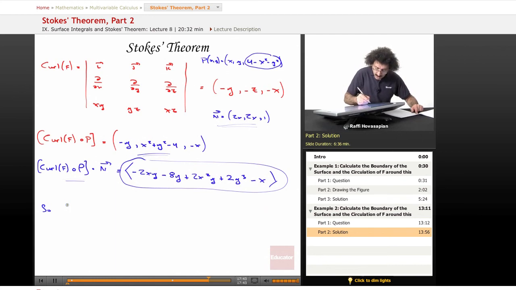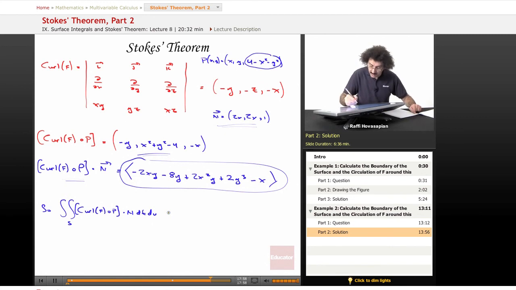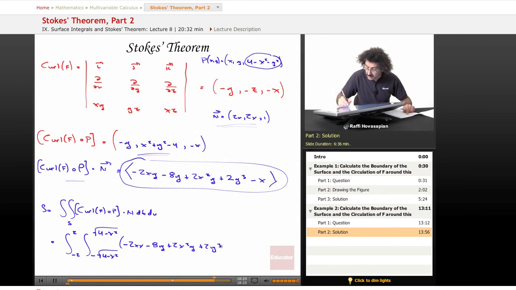And this one I'm going to write out entirely. The integral over S of the curl of F of p dotted with n dt du is equal to the integral from minus 2 to 2, and from minus the radical of 4 minus x squared to positive the radical of 4 minus x squared, of minus 2xy minus 8y plus 2x squared y plus 2y cubed minus x, dy dx. And when I put that into my mathematical software, I get 0.